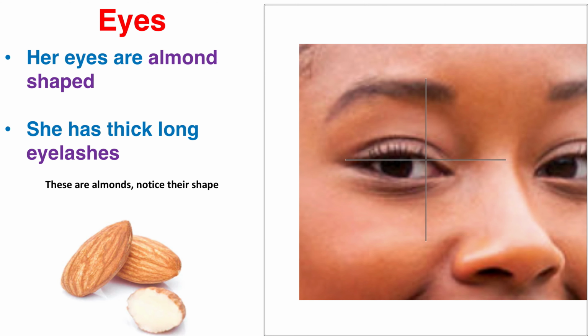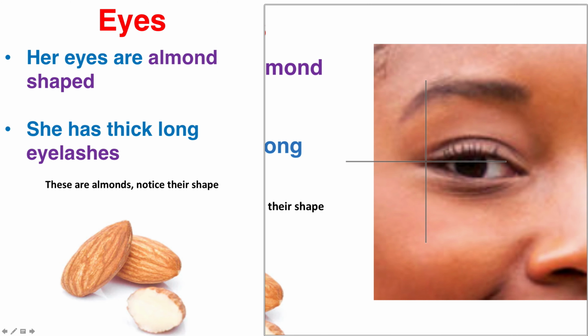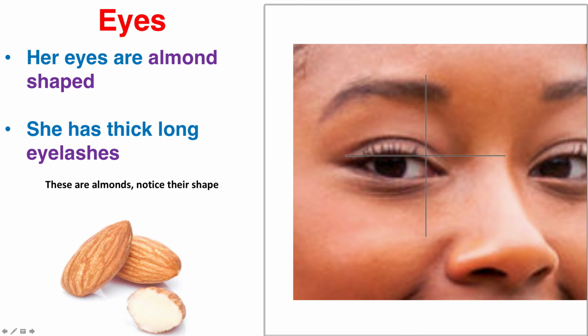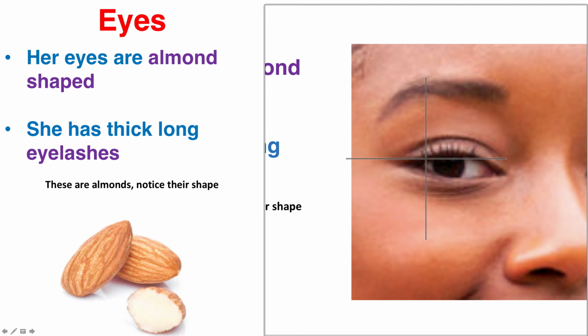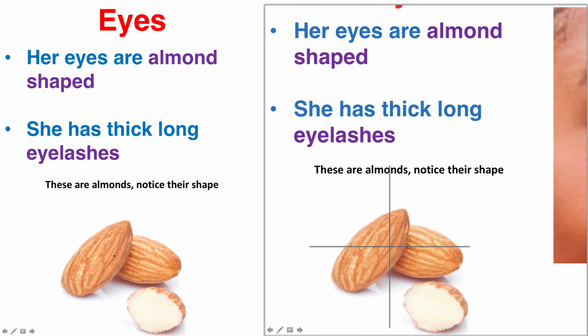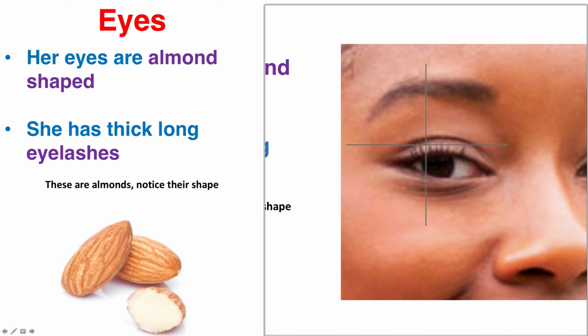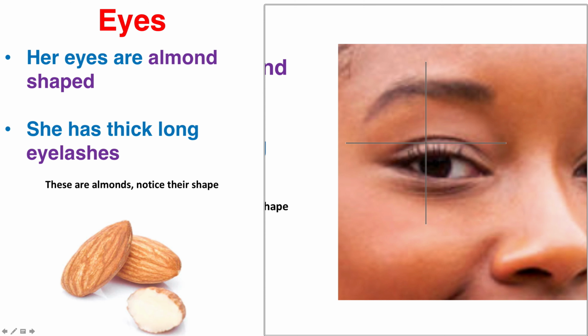Another adjective you can use to describe her eyes would be almond-shaped. So you see how her eyes are kind of thin and long. It sort of resembles the almond, or the delicious nut that I like to eat all the time. So here is an almond. Notice the shape versus her eyes, right? So almond-shaped eyes.